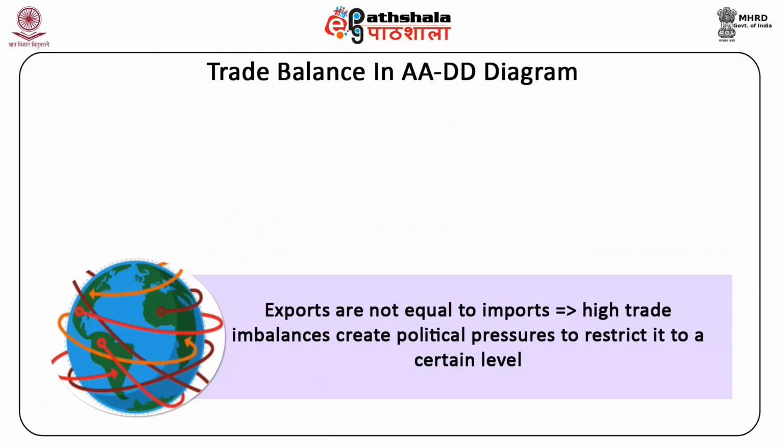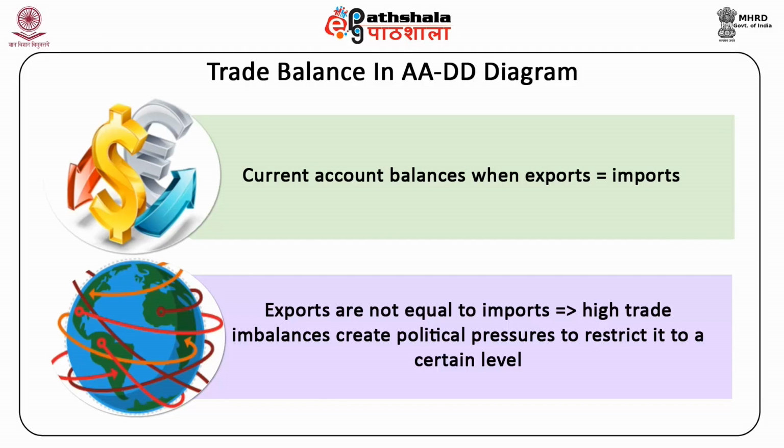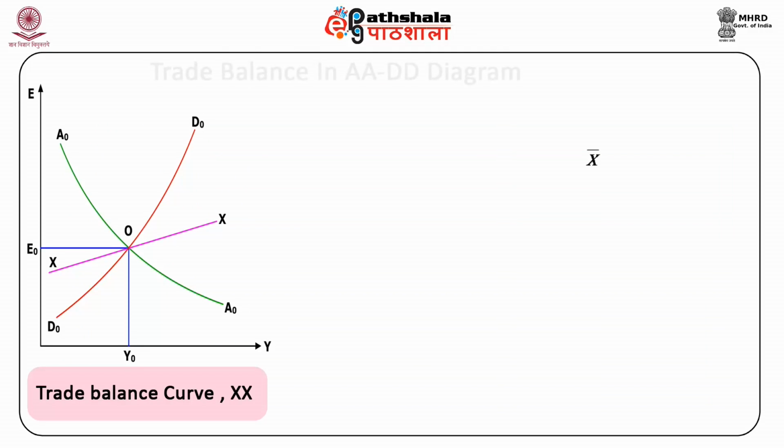Now we introduce the trade balance curve in the AA-DD diagram. As mentioned above, the current account balances when exports are equal to imports. However, generally exports are not equal to imports, and a high trade imbalance creates political pressure to restrict it to a certain level, say X bar. The figure shows the trade balance curve XX, which is drawn for this level of trade balance.